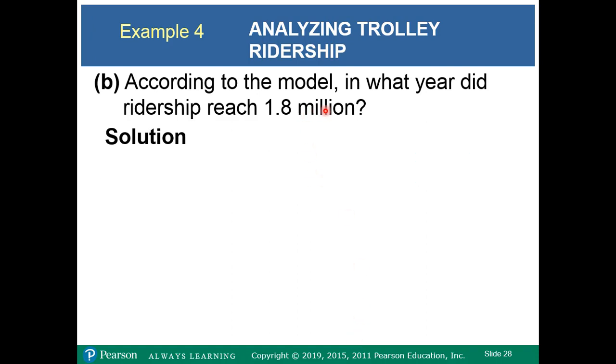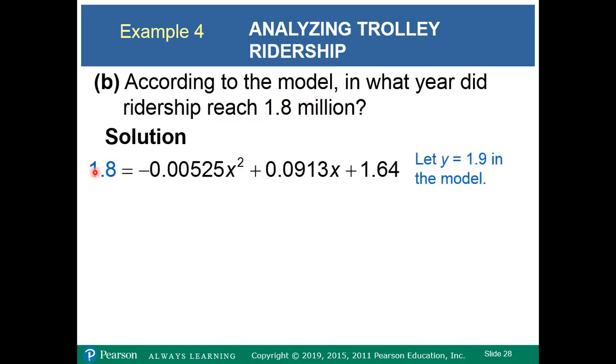Now, according to the model, in what year did the ridership reach 1.8 million? This is in millions, so we're going to use 1.8. We're going to substitute 1.8 here for y, and in this case, we're going to solve for x. Oh, this is a typo. This should be 1.8, so we're going to put 1.8 here.